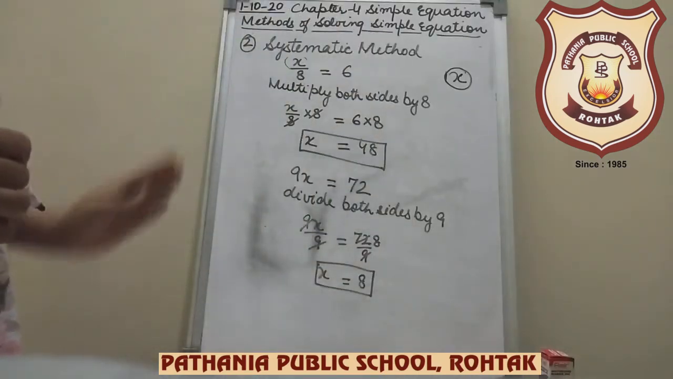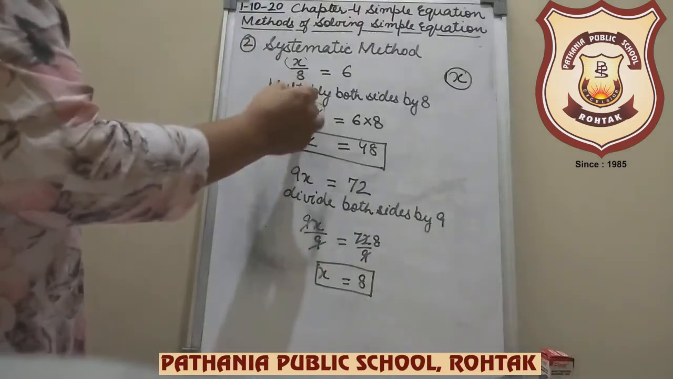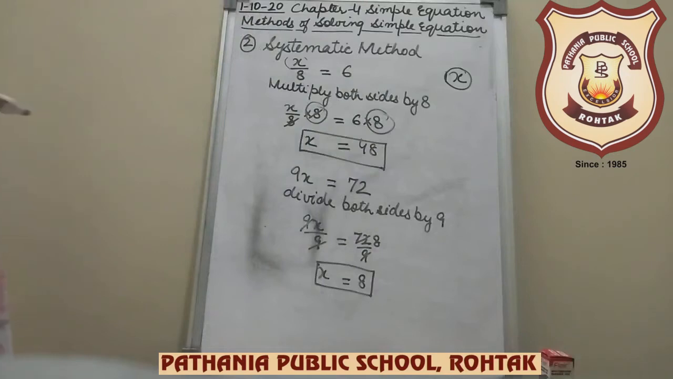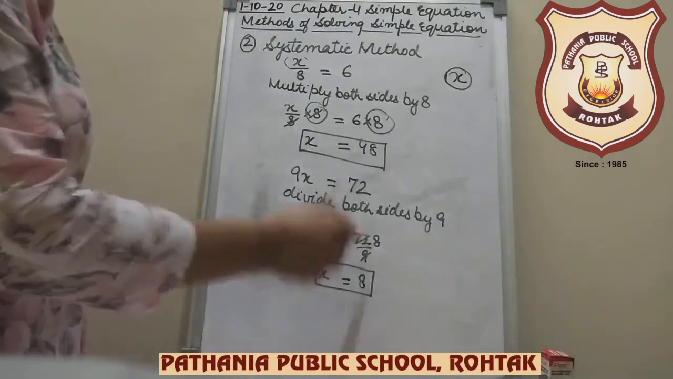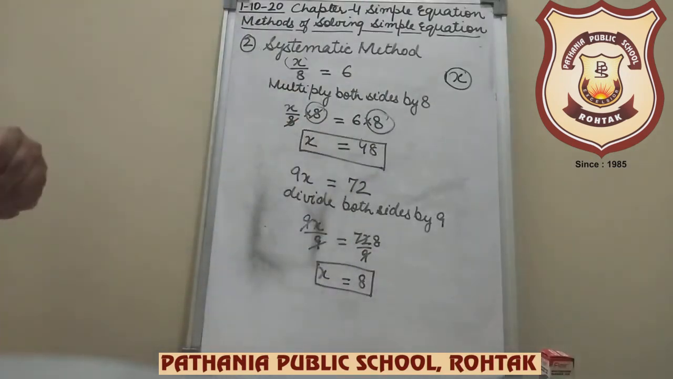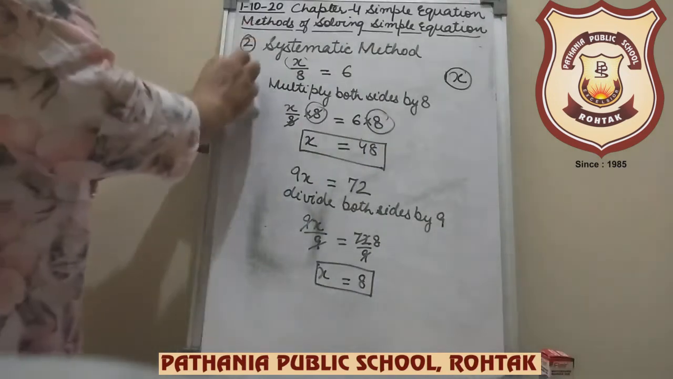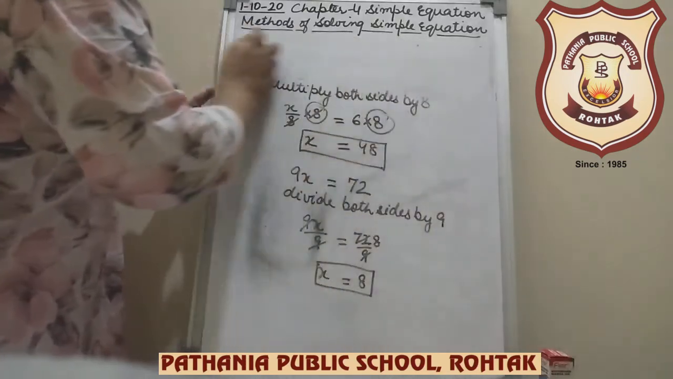So this is systematic method. What we are doing on left hand side is to be done on the right hand side also. So similarly here in the other type I have shown you. Clear? Now we'll start the third type.